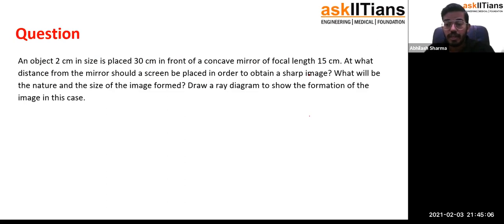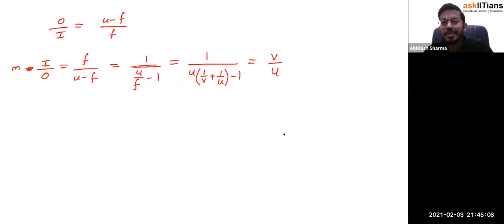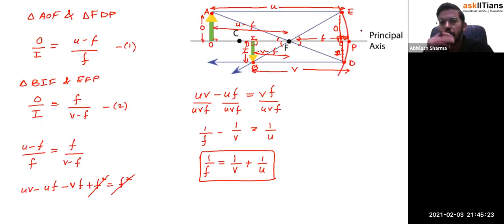But this is not our final answer. Why is it not the final answer? Because now we would have to use sign convention here. Our formula should be independent of the particular case which we are deriving for. It should be a generalized formula. So when you look at the diagram that we took, you can see both object and image are on the left side. And you also notice the object is erect, the image is inverted.